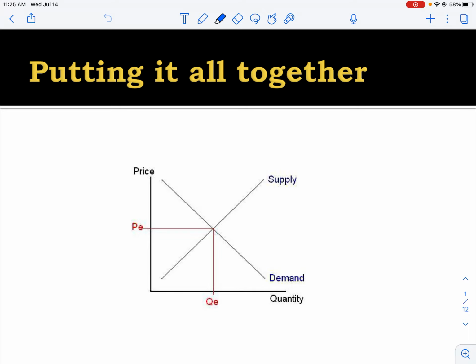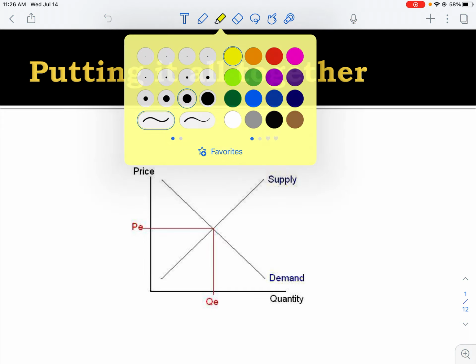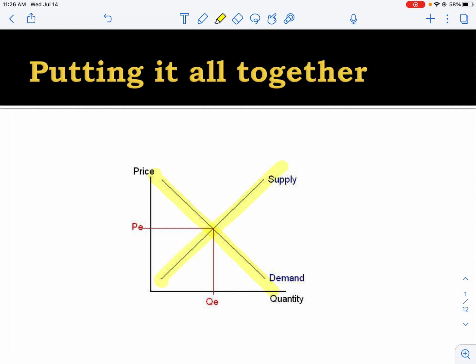Welcome back. So now we've talked about the law of demand, we've talked about the law of supply, we've talked about shifting them, and now it's time to put them all together. So if on the same graph we put together the demand curve and the supply curve, we see that they cross, and of course in graphs whenever things cross that's often important, and it's at that point right there where they cross that we have equilibrium.